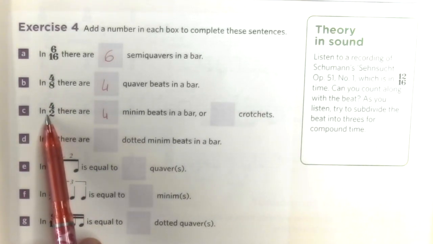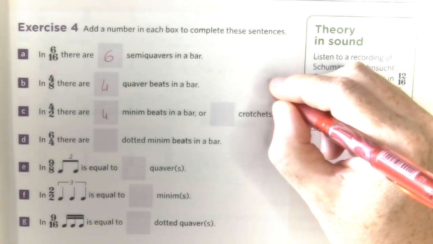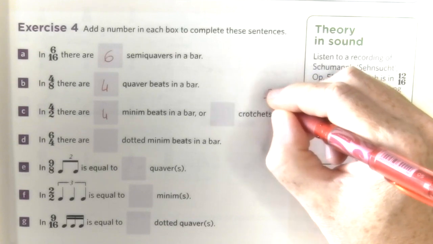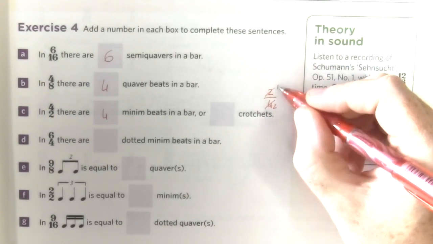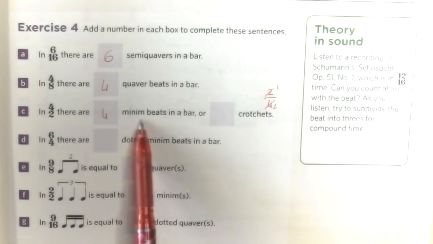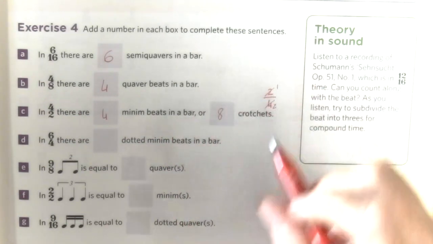1/2 is 1 minim because, and here we need maths, the fraction that describes the value of a minim is 2/4, but if you simplify it, it is 1/2. So every time you see the half, it relates to minims. So 4 minim beats in a bar, or 8 crotchets because it's double.